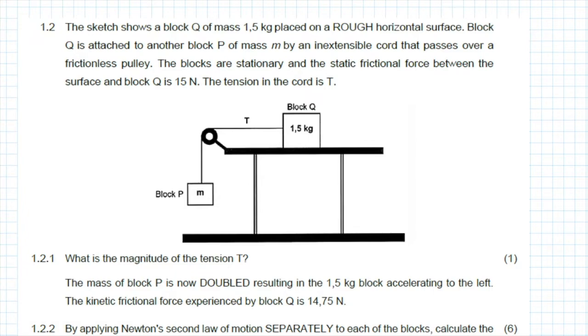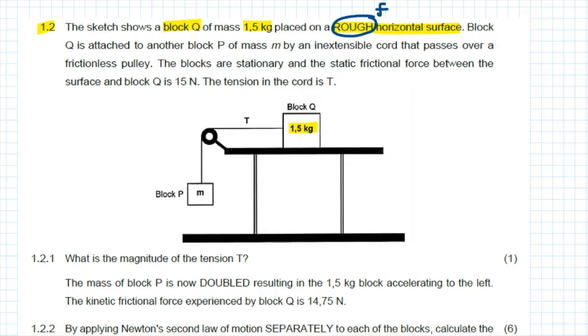In this video we continue with question number 1, and here we are specifically looking at question 1.2. This question says, the sketch shows a block Q of mass 1,5 kilograms. Unfortunately, they have included that on the sketch. They say this block is placed on a rough horizontal surface. The term rough implies that we're probably going to be dealing with friction.